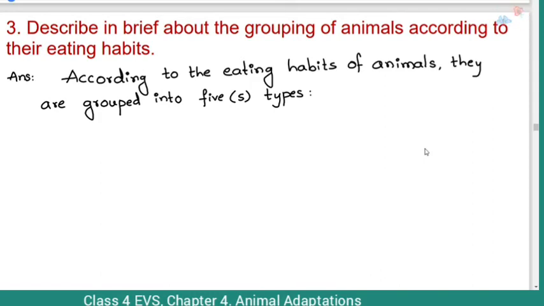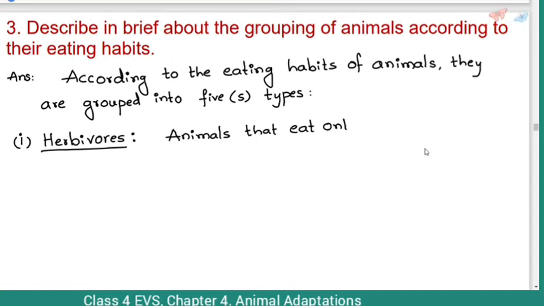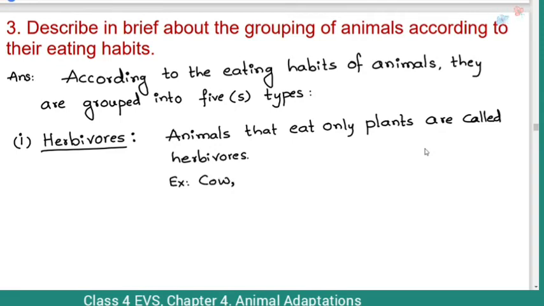First one, herbivores. What are herbivores? Animals that eat only plants are called herbivores. Examples of herbivores are cow, deer.